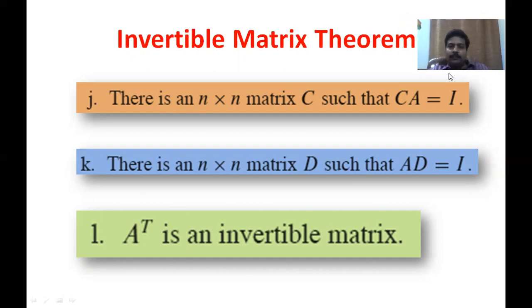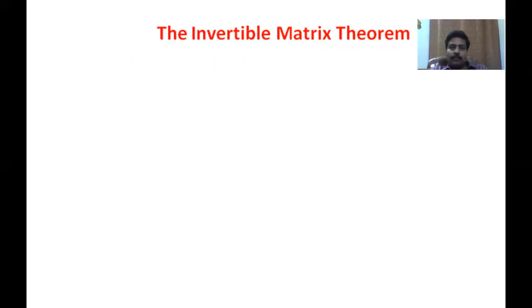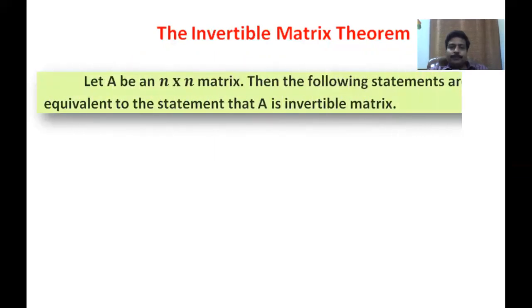Now we are adding some more equivalent statements to this one by using the rank theorem and the concepts of null space A and column space A. So to these statements, we are adding some more concepts, some more statements too. Let A be an n by n matrix. Then the following statements are each equivalent to the statement that A is an invertible matrix.